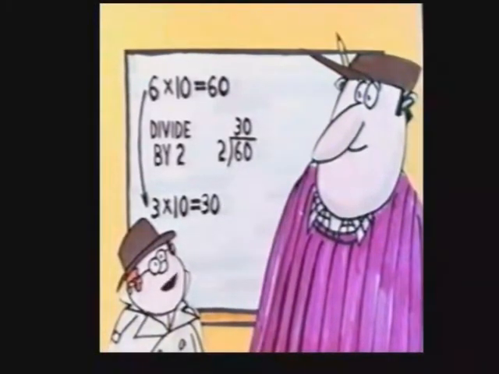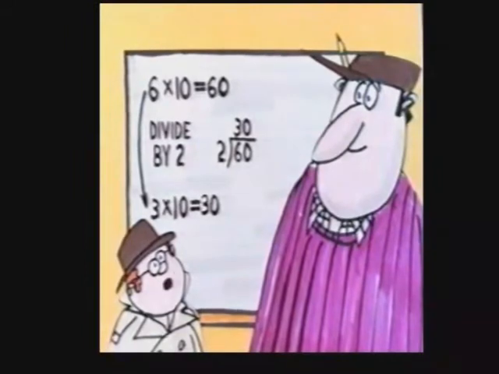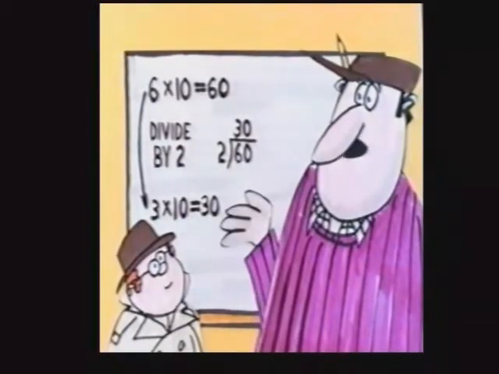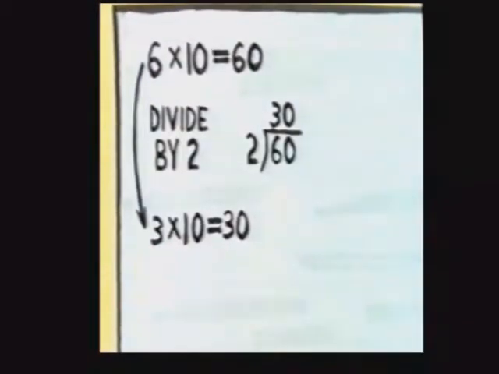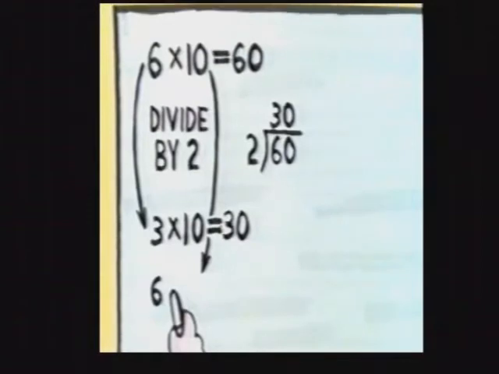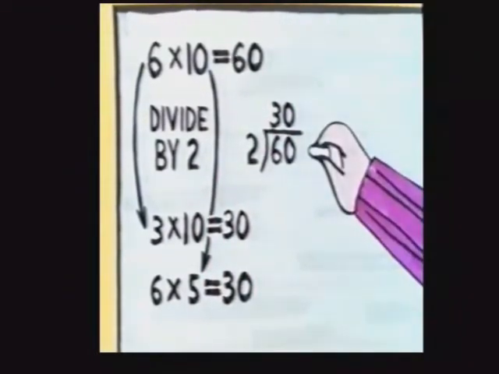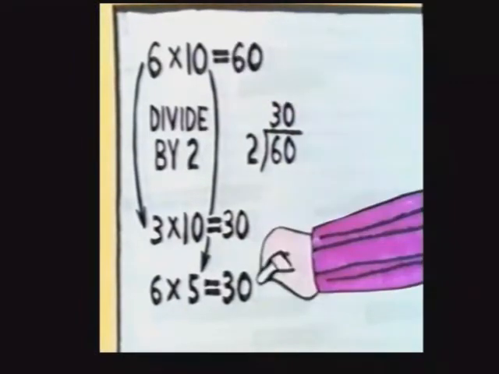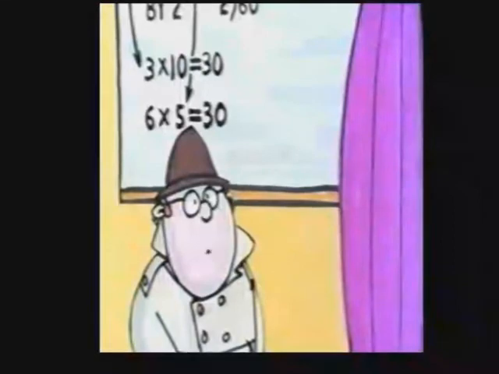Could I have divided the other factor, 10, by 2? Try it and see. Let's see. 6 I leave alone. Then I divide the factor 10 by 2, which gives me 5. Then 6 times 5 equals 30. It works. Right. Instead of dividing a large number, you can divide one of the factors and compute the new product. How does this help you to multiply with fractions?